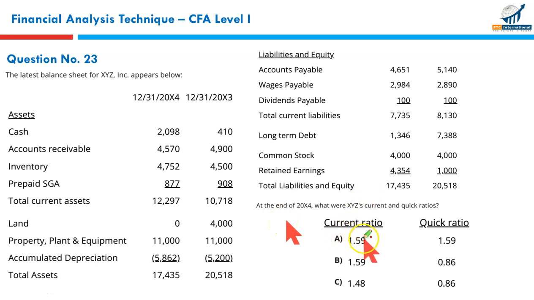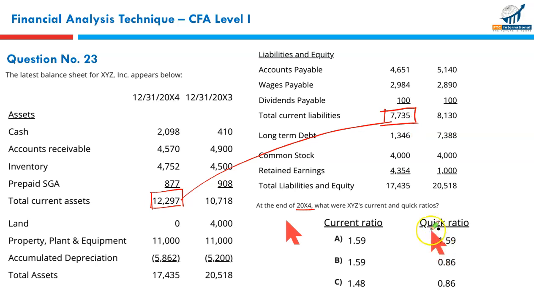We need current ratio, and we know current ratio is the current assets upon current liabilities for the 2000X4 year. So this is current assets upon current liabilities, the current liabilities are given right here. That's all. I simply ignored whatever is given. I needed what I needed.